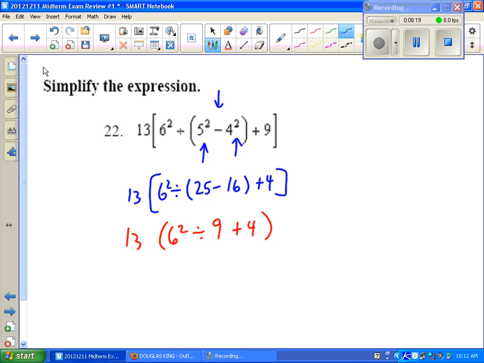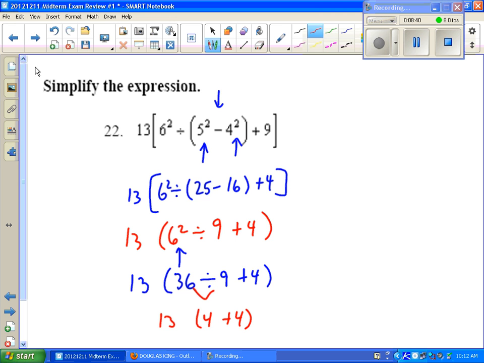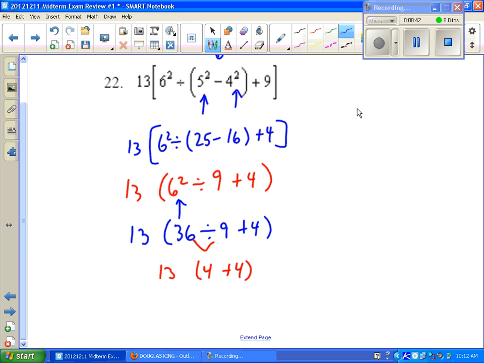Again, still doing what's inside the parentheses. 6 squared means 6 times itself, or 6 times 6, which is 36. Again, that's just 6 squared. 36 divided by 9 is 4. What's inside the parentheses? 4 plus 4 is 8. And 13 times 8 would be 104.